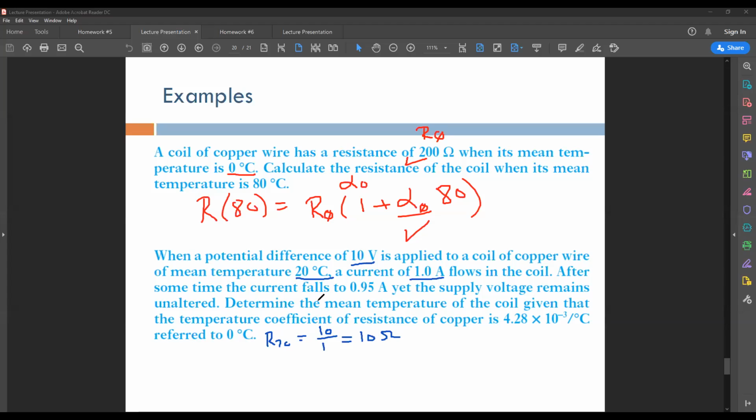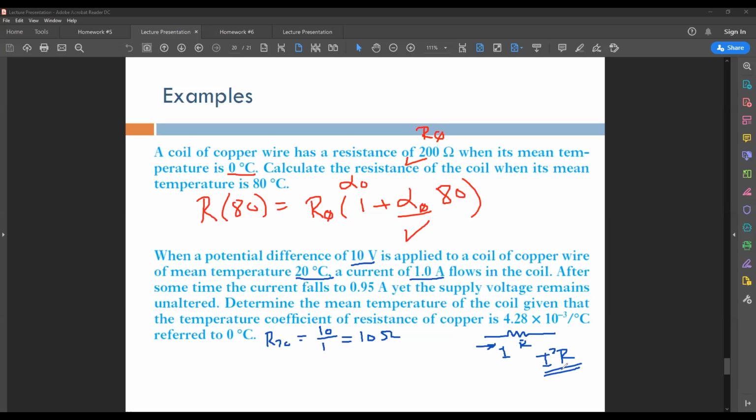After some time, the current falls to 0.95 ampere, yet the supply voltage remains unaltered. So when I have a current flowing through a resistance for some time, what should happen there? I have a current, I have a resistance R. Basically, we have a power dissipation of I square R, right?